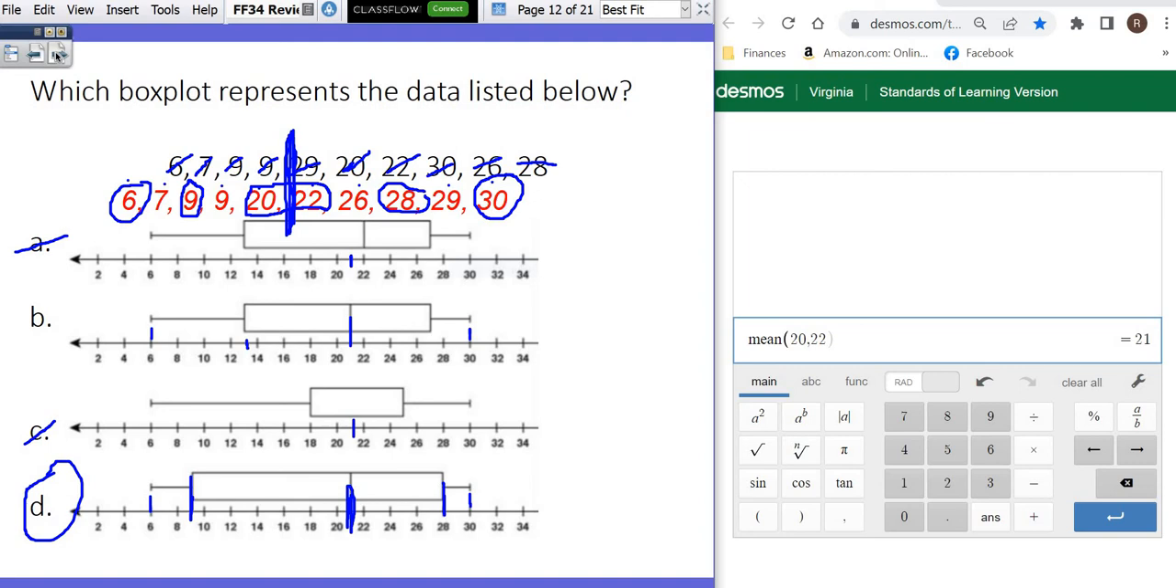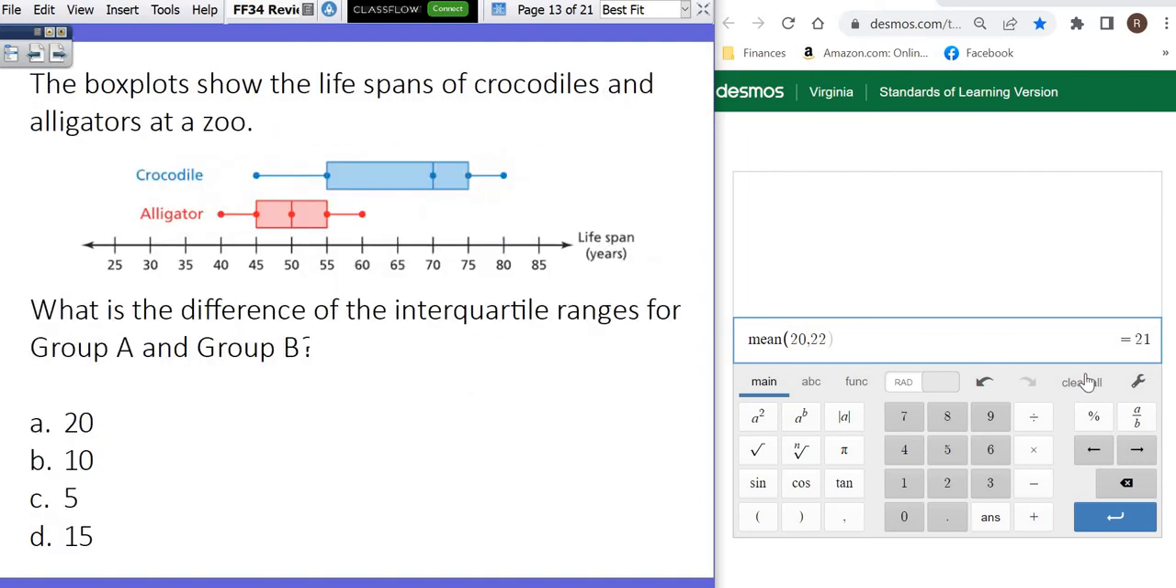All right, let's look at the next one. Okay, the box plot shows the lifespan of crocodiles and alligators at the zoo. What is the difference of the interquartile ranges for group A and group B? So first of all, let's talk about what interquartile range is. That is just the difference, which means subtract, from the top of a box to the bottom of the box.